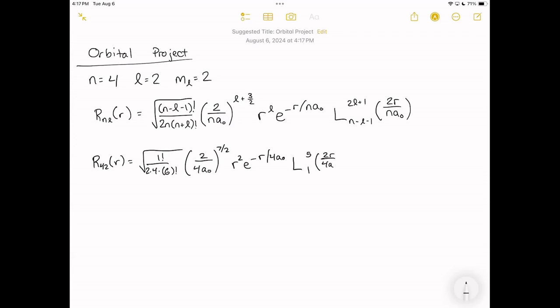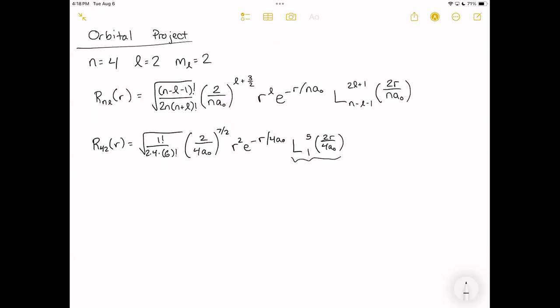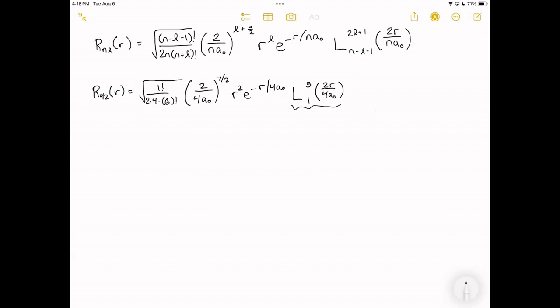2r over 4a naught. All right, so we have some constants out front. We have r squared, e to the minus r over 4a naught. And then we have this L thing. This L thing is a generalized Laguerre polynomial. And so this polynomial has the form L n k as a function of x. And this is something that looks scarier than it actually is.